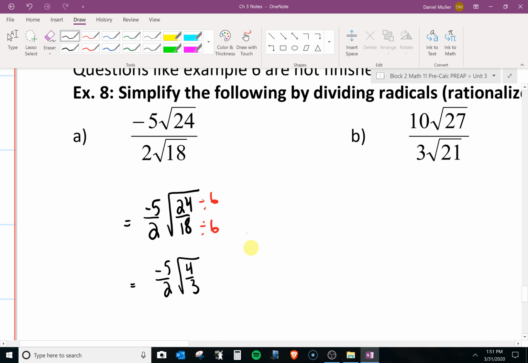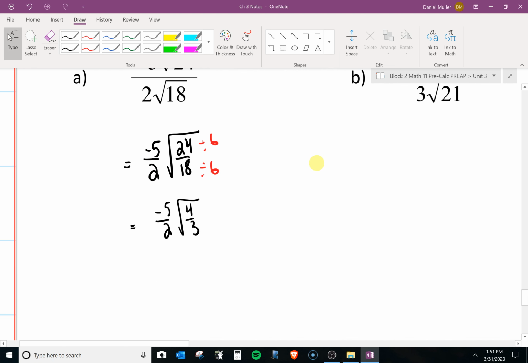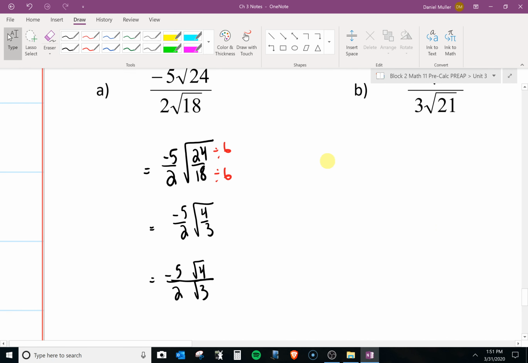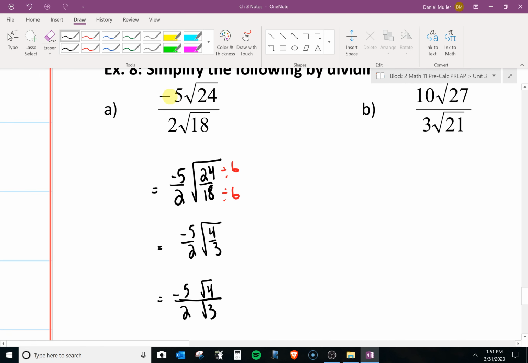And now, scroll down here, -5 over 2, and I've got the square root of 4 over the square root of 3. And I can make that one big fraction. So I've reduced it. You can look at the top here, the -5 over 2, I still have that. With the 24 over 18, I used the rule that allowed me to join it, to simplify, and then unjoin it, to separate it. And that allowed me to make these numbers a lot smaller.